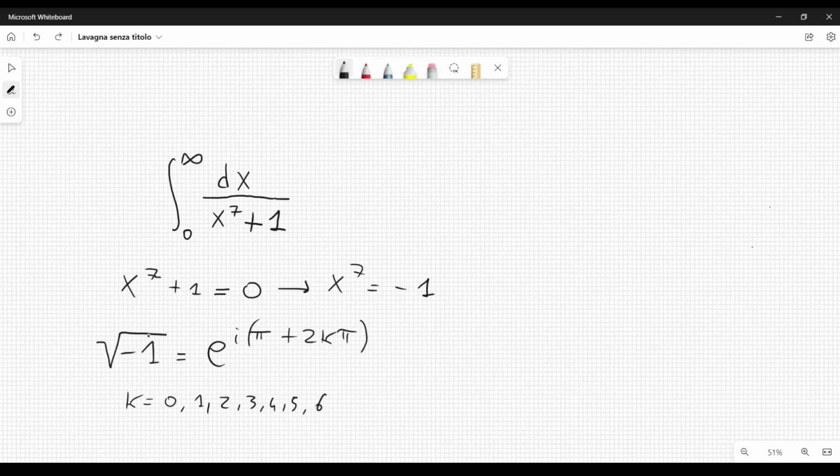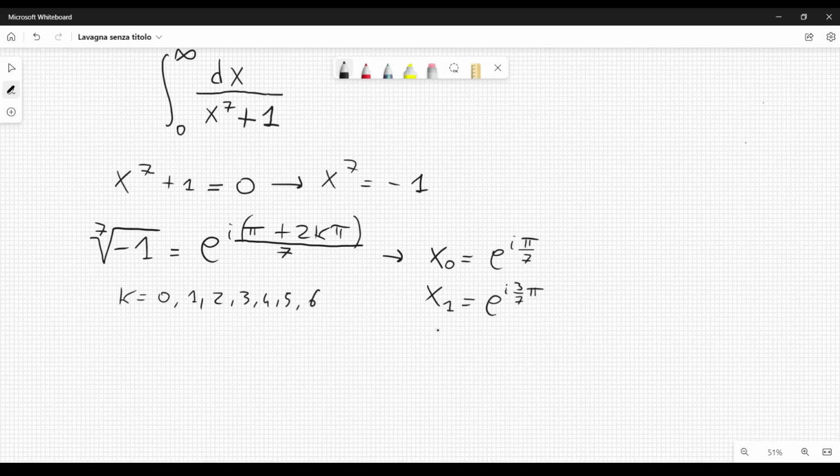So if we take the root 7 of minus 1, here on the right we have to divide this by 7. And when we set k equal to 0, we have the first root, which I will call x0, equal to e to the I pi over 7. Whereas when we set k equal to 1, we have x1 equal to e to the I 3 over 7 pi. Then we have x2 when k is equal to 2, e to the I 5 over 7 pi.